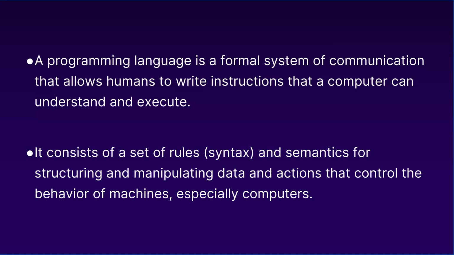A programming language consists of a set of rules. We call this set of rules syntax. I'm going to explain more on that. It also has semantics for structuring and manipulating data and actions that control the behavior of machines, especially computers. Imagine when you're writing English, you need to have full stop, comma, semicolon, colon. All these things have meanings. That is what we mean by semantics.